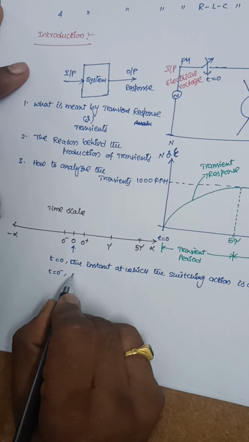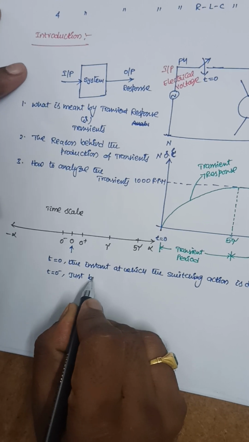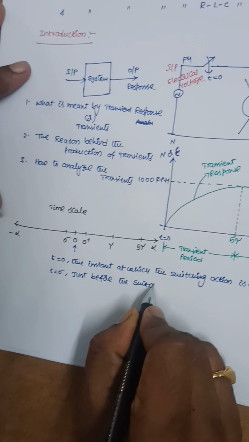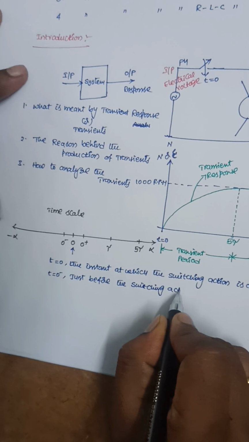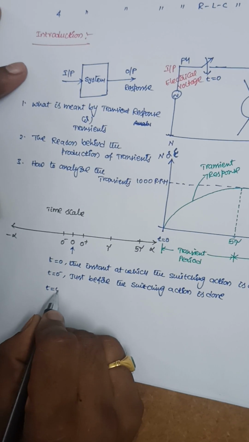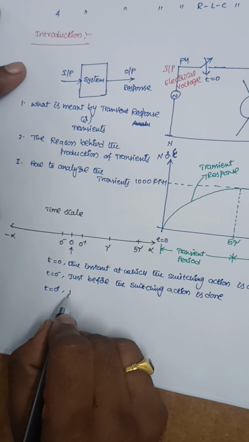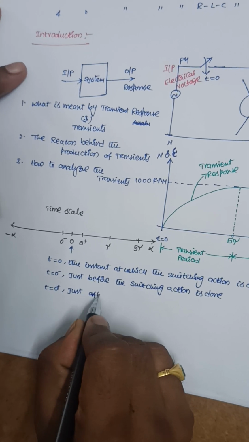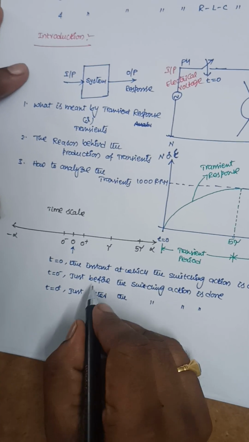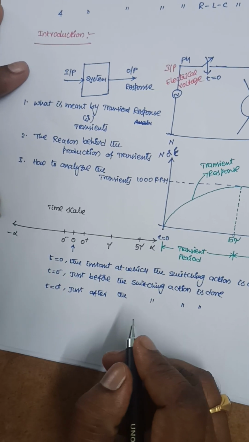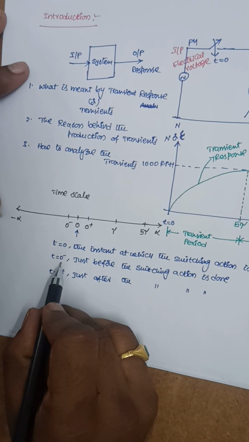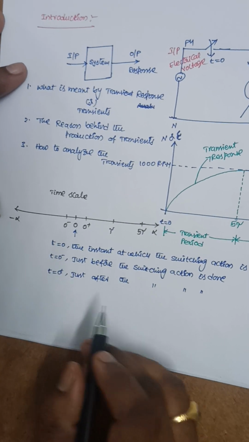it is the instant just before the switching action is done. t is equal to 0 plus is the instant just after the switching action is done. Just before or immediately before the switching action, just after or immediately after the switching action. So t is equal to 0 minus, t is equal to 0 plus, t is equal to 0.